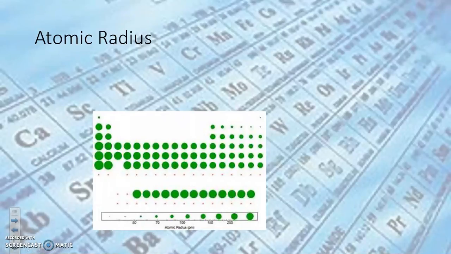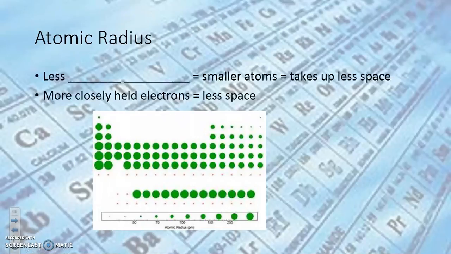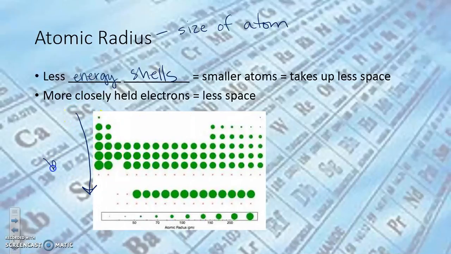What happens to the size of the atom as we go down the periodic table and across it? Well, the atomic radius, we're talking about the size of the atom. If there are fewer energy levels or energy shells, you'll get smaller atoms, which means they take up less space. As you go down, the size of the atom gets bigger. Why? Because you're adding more energy levels. They're getting further and further away from the nucleus. As you go across, the size of the atom is getting smaller.